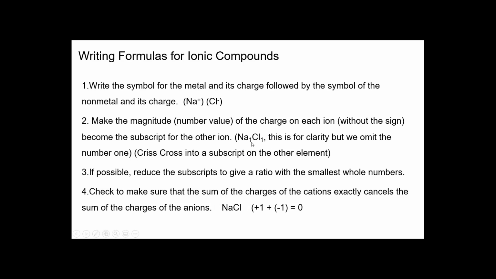Now, if it was subscripts like a 2 and a 2, we would then reduce these down. You must reduce when you're dealing with ionic compounds. We do not leave them with numbers that can be reduced. If this is a 2 and a 4, then you reduce both by 2. So you check for that. And then the last thing, make sure that the charges cancel out.